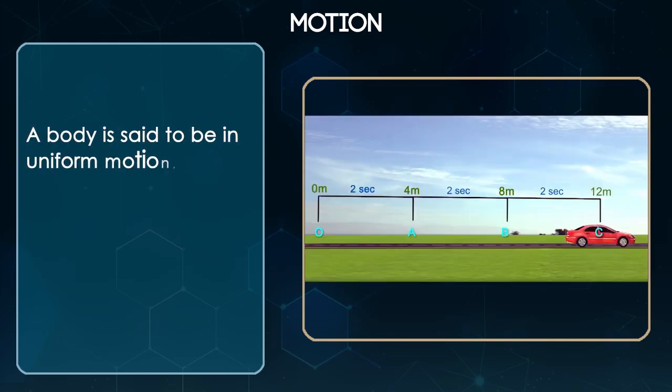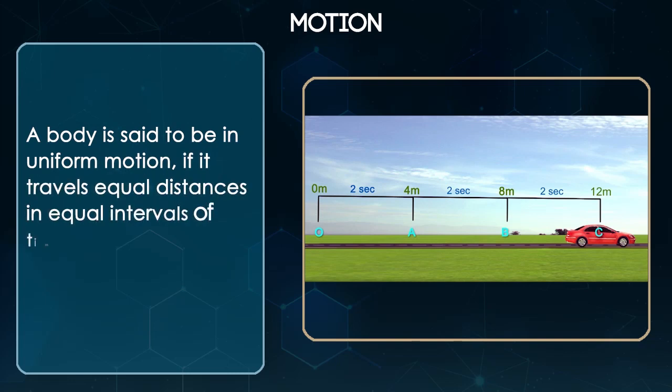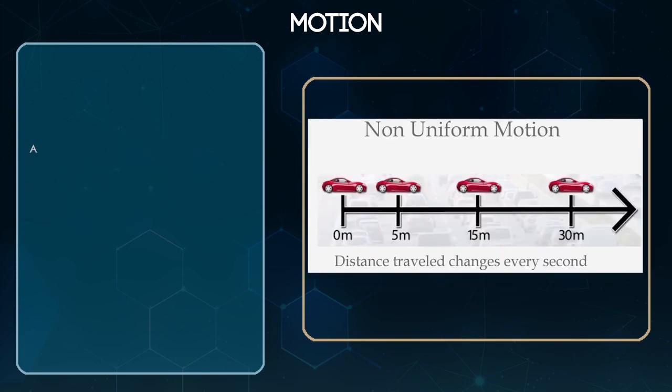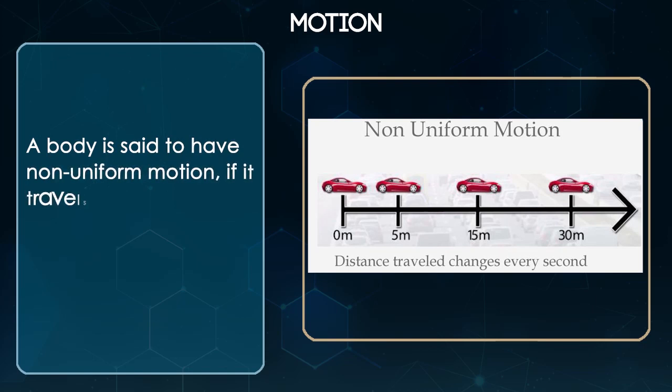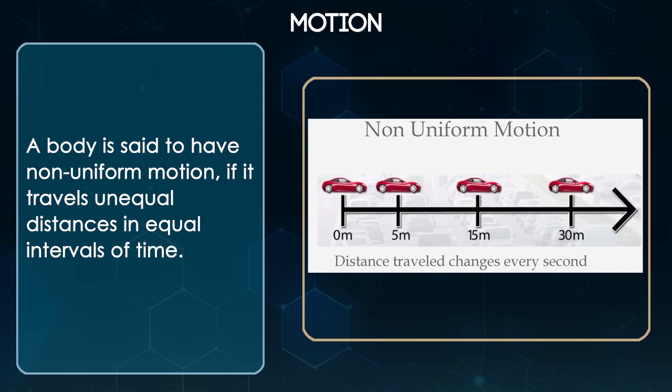A body is said to be in uniform motion if it travels equal distances in equal intervals of time. A body is said to have non-uniform motion if it travels unequal distances in equal intervals of time.